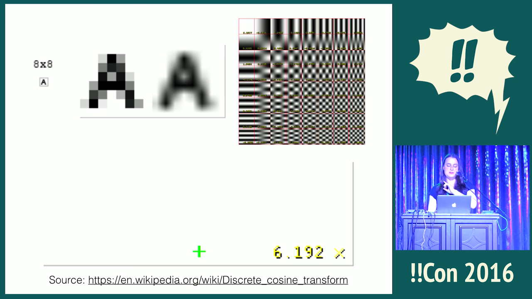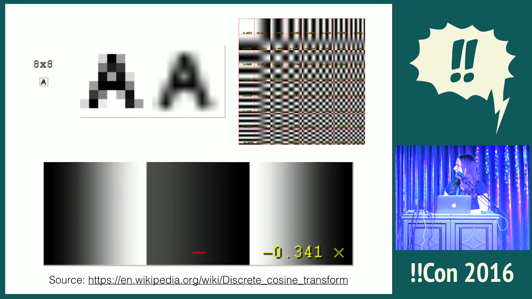JPEG compression uses DCTs too, except it uses a two-dimensional cosine function. This is a little animation that I stole from Wikipedia.